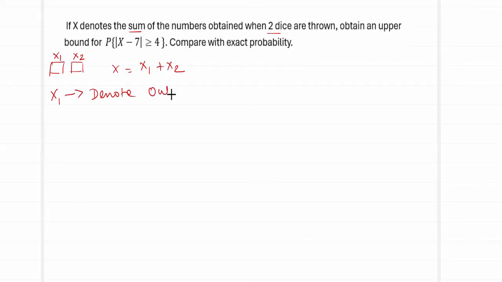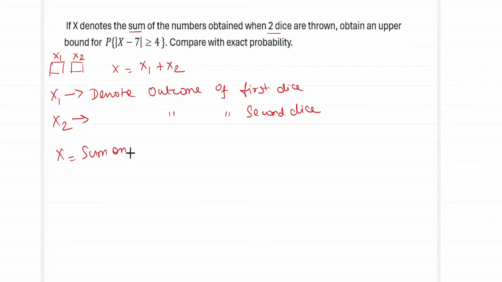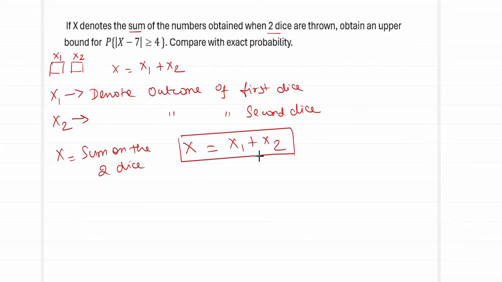We will begin the problem by letting X1 denote the outcome of my first die, and let X2 denote the outcome of the second die. So what is X? X is the sum on the two dice. Hence X is nothing but X1 plus X2. This is how we initiate the problem.